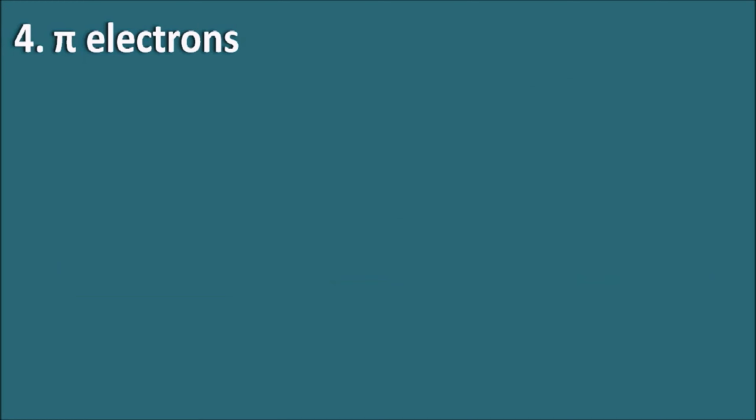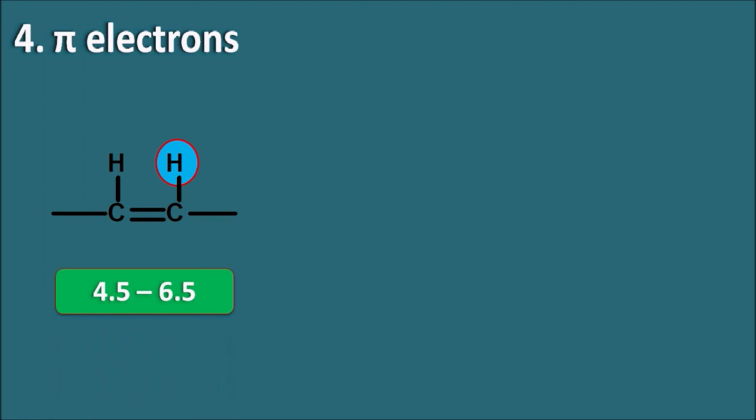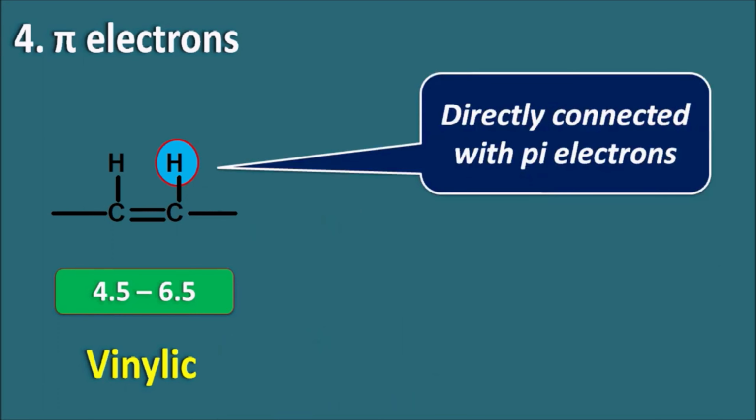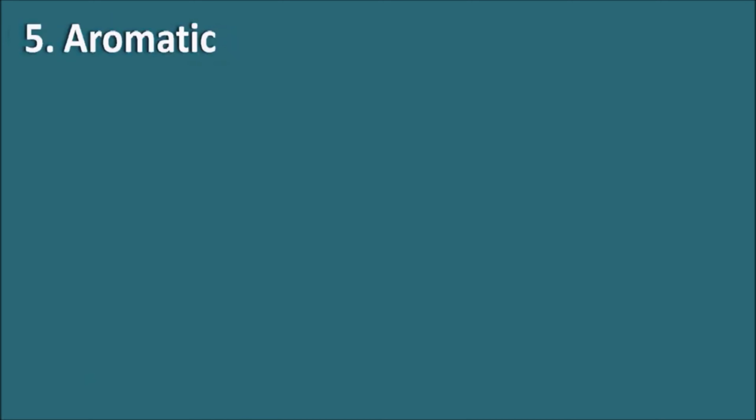And the fourth one is the pi electrons. So let us take one example here. Now you can see that these protons are directly attached to the carbon which is having the pi electrons. So such type of protons will fall in the range of 4.5 to 6.5. These type of protons can be remembered as vinylic protons. These vinylic protons will have a high chemical shift compared with the allylic protons, because here the proton is directly connected with the pi electrons, where it will have more de-shielding effect compared with the allylic protons. So vinylic protons will fall in the range of 4.5 to 6.5.